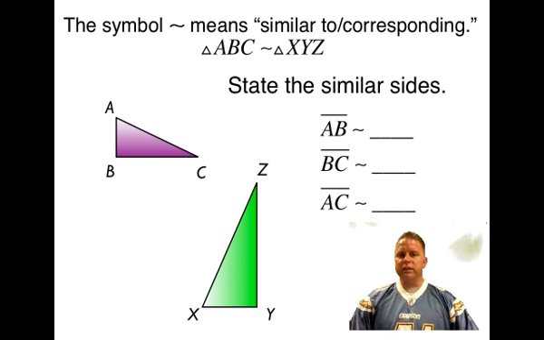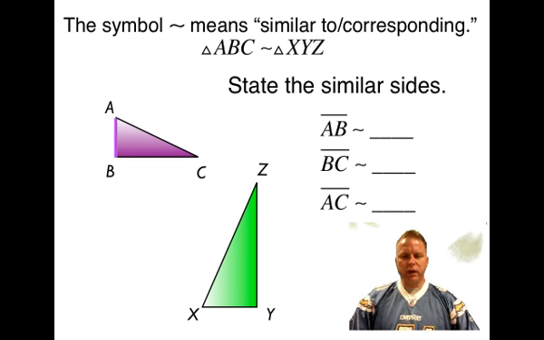So like I said, the symbol with the little squiggly means similar to. So triangle ABC is similar to triangle XYZ. We want to state the similar sides. So what sides match up? If you look at triangle ABC, and we find side AB, it's the vertical line, the side that's going straight up and down.